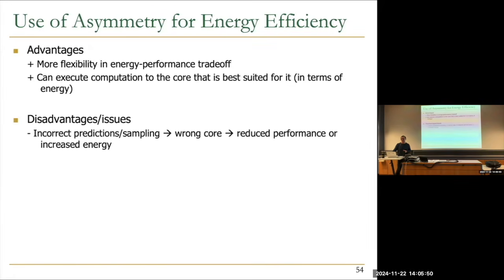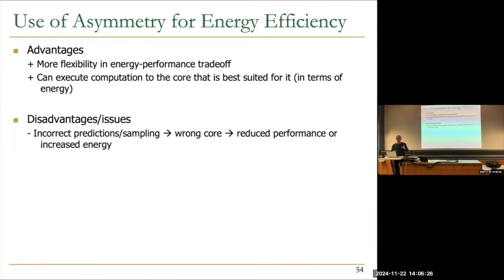Clearly, there are disadvantages, but this is true of a lot of heterogeneity. If you do an incorrect prediction, you get to the wrong core, you get reduced performance or increased energy. This is more of an issue in this case because you're not really picking a critical section of a program, right? You're really picking some program. You may be migrating a program from one place to another, and really wasting performance. So if you make the wrong decision, this is not good, clearly. If you make the wrong decision in critical sections, yes, it's not good, but you're not migrating the whole program.